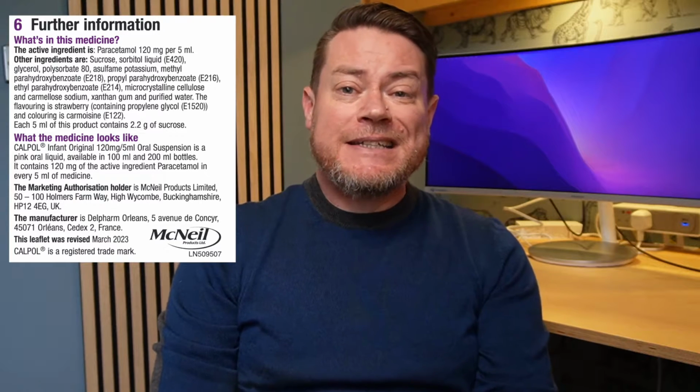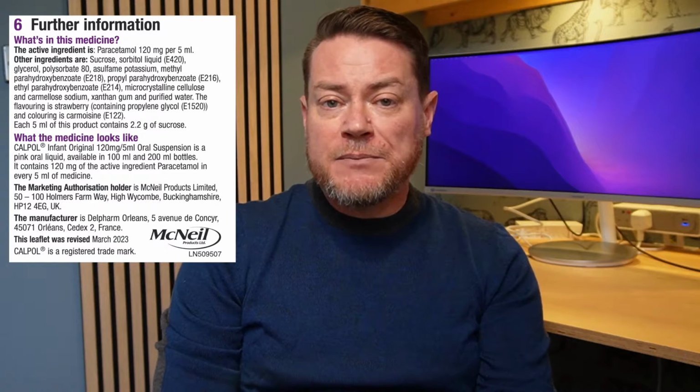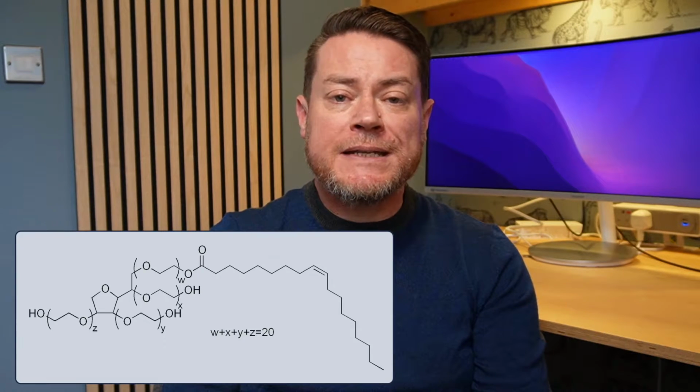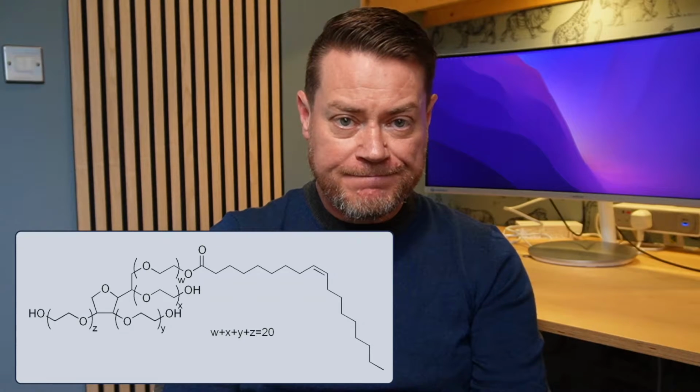After that, we see sorbitol, glycerol and polysorbate 80. Sorbitol is a sugar alcohol that tastes sweet and can act as a thickener. Glycerol can also act as a thickener, and polysorbate 80 is an emulsifier. Why would a simple suspension contain these excipients? Principally because suspensions are not actually that simple.